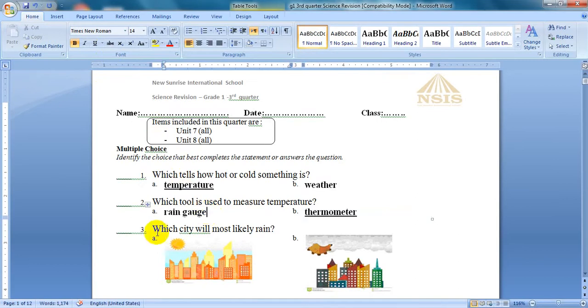Number 3. Which city will most likely rain? Let's have a look here. The first picture shows a sunny sky, and the second one shows a cloudy sky. And as we said before, clouds are signs for a coming rain. So the answer here will be letter B.